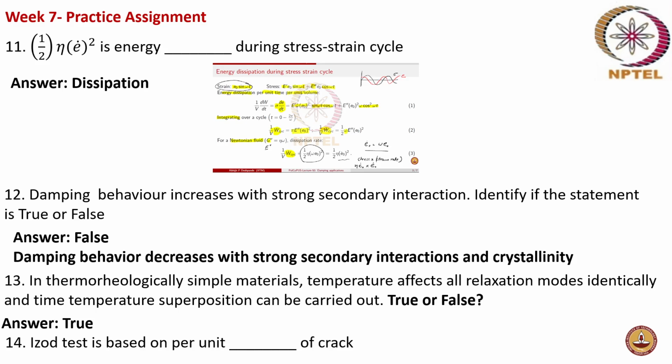Okay, the Izod test is based on per unit dash of crack. Is it based on per unit area, per unit length, or per unit volume of crack? The Izod test is basically for impact strength testing. So basically your Izod test is based on per unit length of the crack, whereas in the case of the Charpy test, it is based on per unit area of the crack.